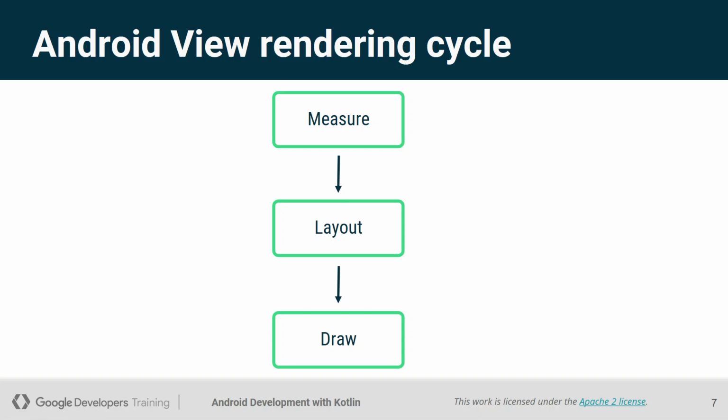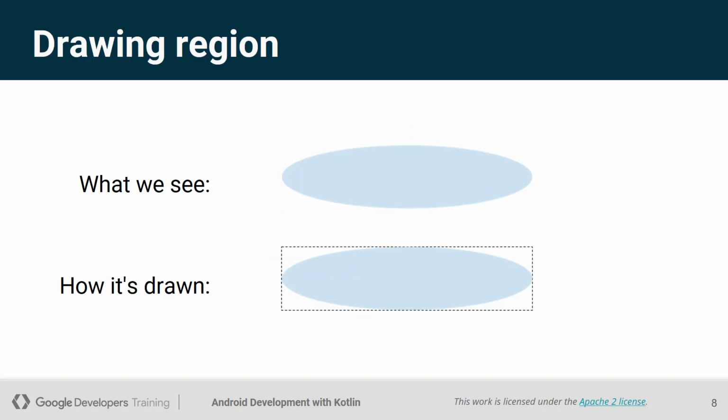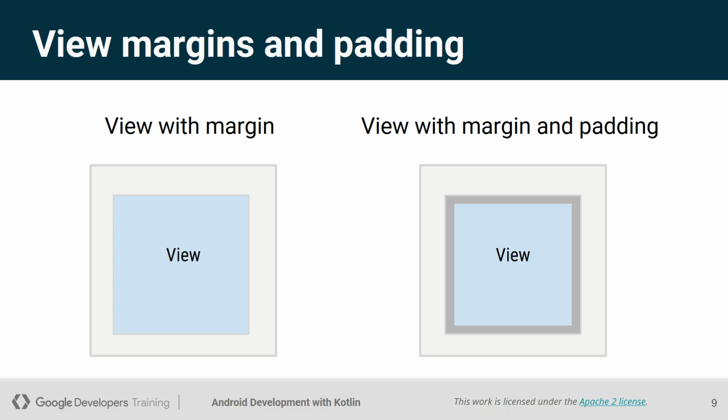Then we have the Android view rendering cycle. How is this Android view being rendered? First of all, you have to define the measure. Then the measure will define the layout type that you are giving, and then you can now draw the element that you want. So what we see, and then how it is drawn. This is what normally you see, but now this is how it is drawn, so that when you are designing that and adjusting the height, that's how it will show you.